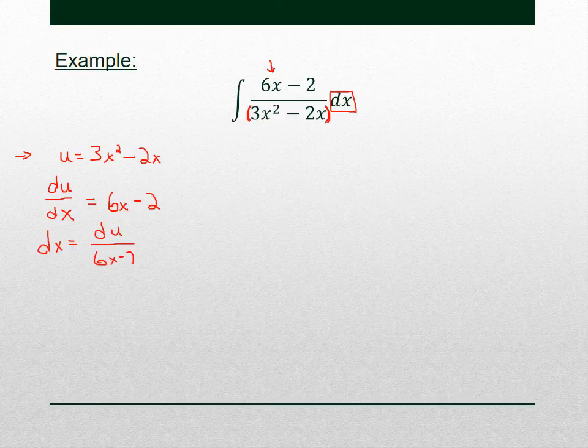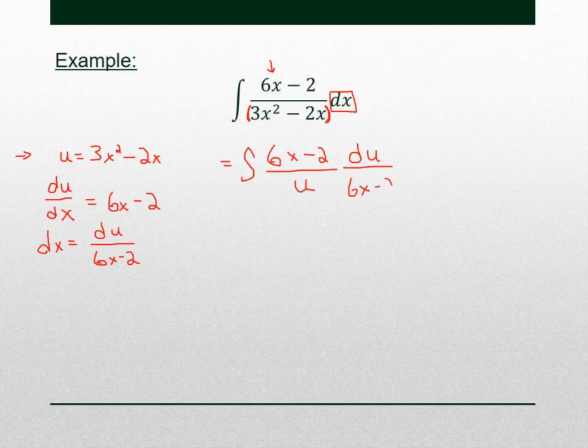And once we have u equals and dx equals, we're going to substitute those into our integral and see what happens. So we get a 6x minus 2. Instead of over 3x squared minus 2x, it's just over u. And then instead of a dx, we get du over 6x minus 2. All right, now the nice thing here is that since we're multiplying, this 6x minus 2 in the numerator and denominator cancel. And we're left with just the integral of 1 over u du.